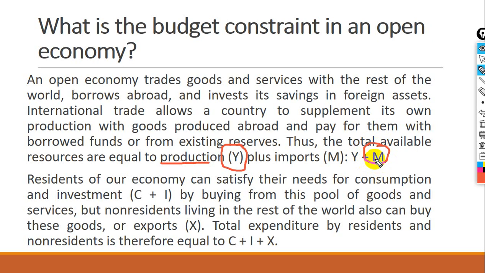What about the use of these resources? These resources, or the country's production, will be used to satisfy needs, which are represented in the form of consumption expenditure and investment expenditure, plus selling of goods and services to the rest of the world, which is exports. So total expenditure of the country is represented as C plus I plus X.